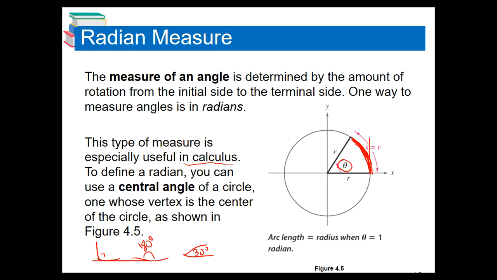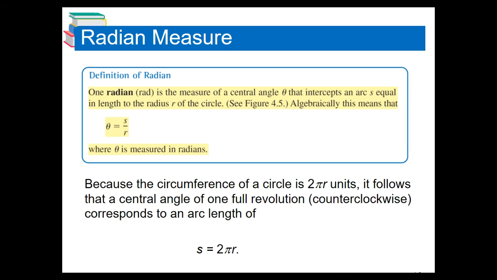That's when the degree is 1 radian. So we don't have any numbers here, but we know this would be 1 radian. Okay, and let's expand upon that. 1 radian is the measure of a central angle theta, just that Greek variable we're using to make it easy to pick out, that intercepts an arc equal in length to the radius of the circle.